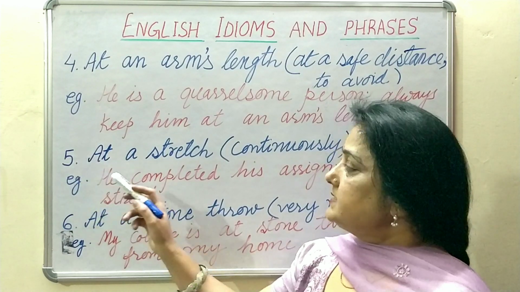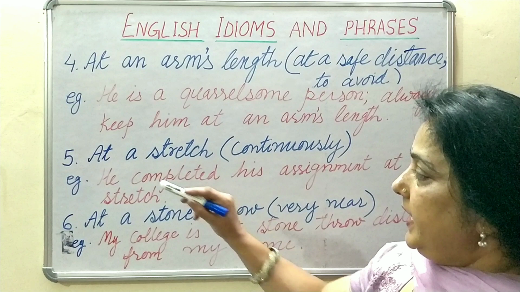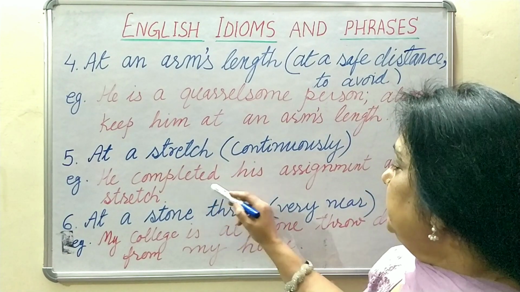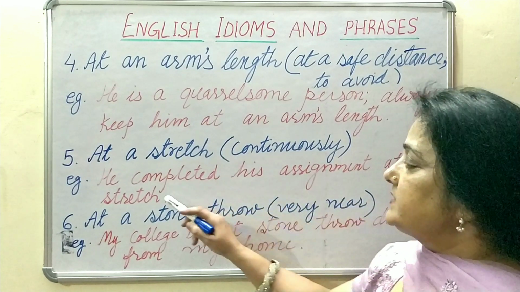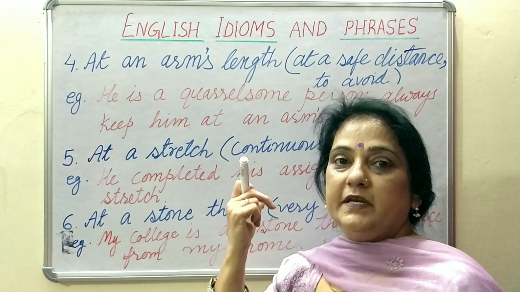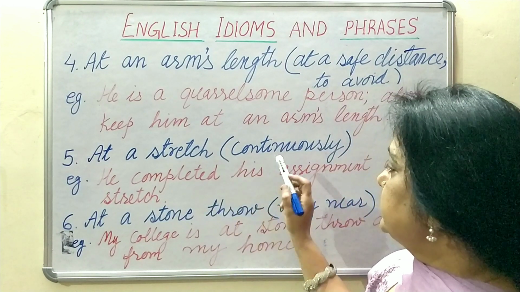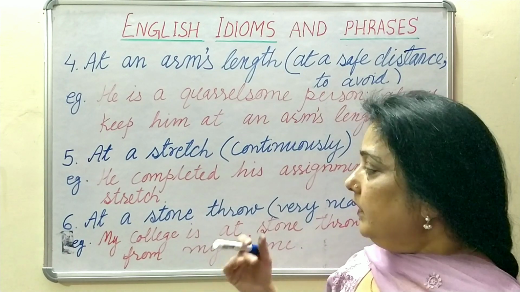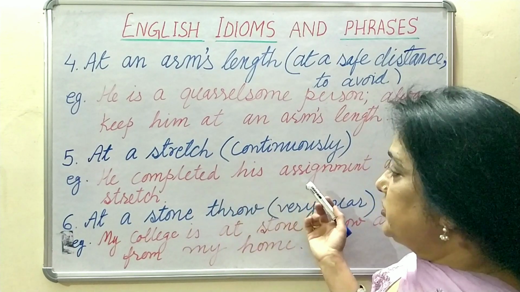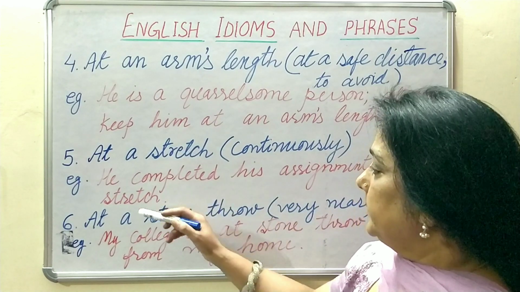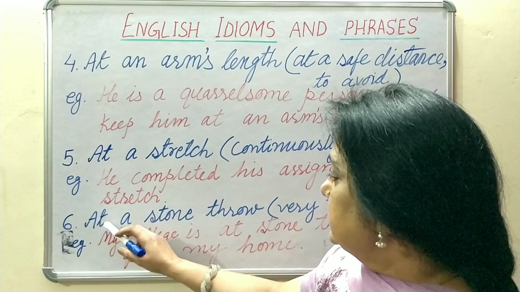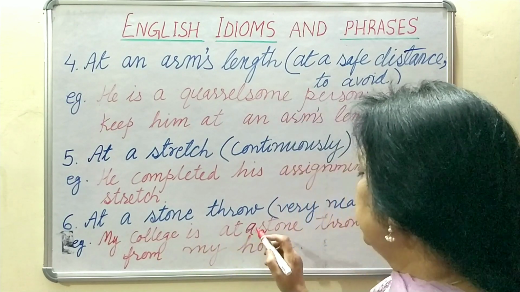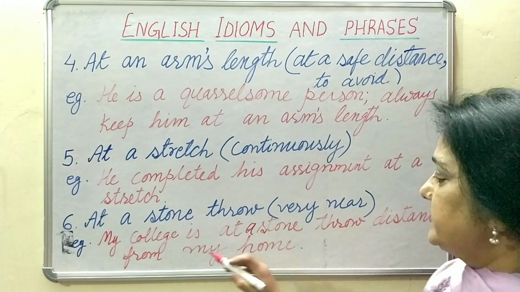Now the next one is at a stretch. At a stretch means continuously. For example, he completed his assignment at a stretch. Means continuously he completed his homework. Whenever we have to say that he has done his work continuously, or it has been raining at a stretch, we can say like that also. Now at a stone's throw, that is very near. My college is at a stone's throw distance from my home.